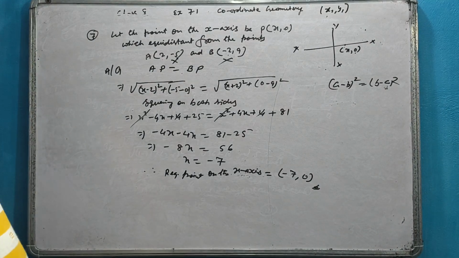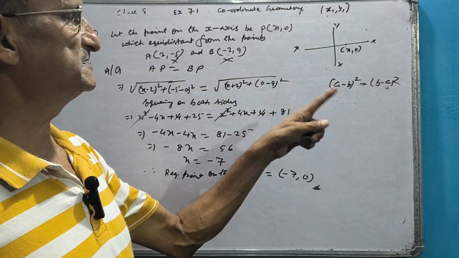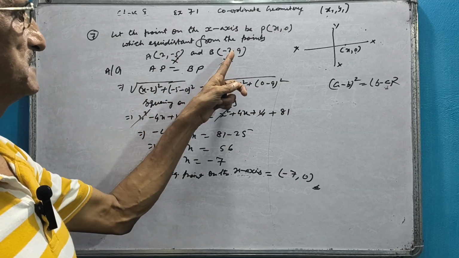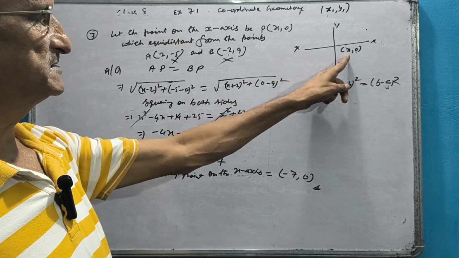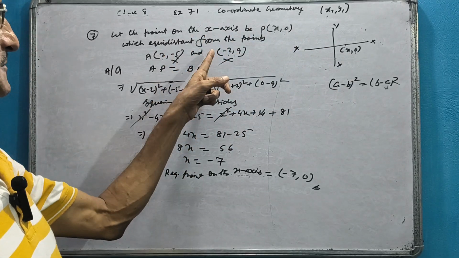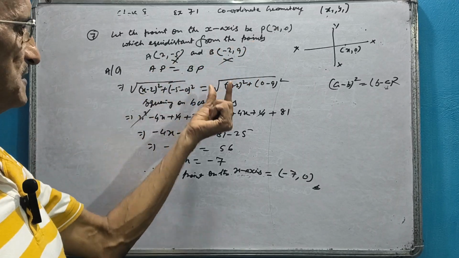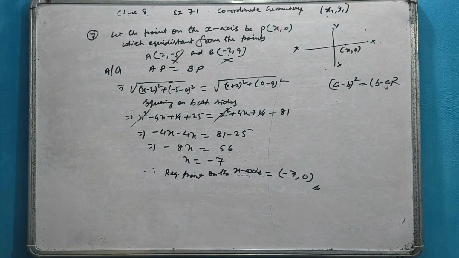Understood? The question is, we need to find a point on the x-axis which is equidistant from two given points, 2 comma minus 5 and minus 2 comma 9. So name this point as P, x comma 0, since it is on the x-axis, and the point P is equidistant from A and B. The meaning is what? AP equal to BP. Then with the distance formula, you can get x, you can get the coordinates of this point. Clear? Not difficult, very easy.